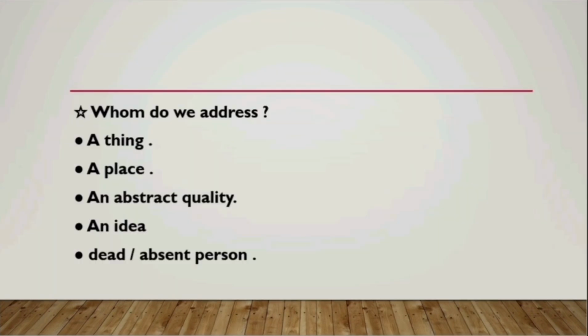Whom do we address by using apostrophe, a literary term where we address directly and explicitly? We are addressing the following categories. By using apostrophe, we can address a thing, a place, or an abstract quality, like happiness, sadness, anxiety, intelligence, etc. We can also address an idea, and we also address a dead or an absent person, a person who is not present at the moment.